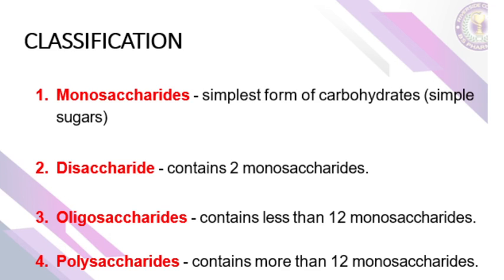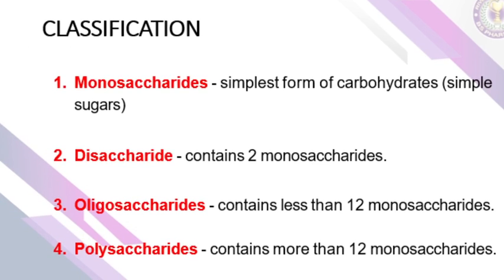Next, we have the different classifications of sugar. We have monosaccharide, disaccharide, oligosaccharide, and polysaccharide. By the word mono, it means that this is composed of only one sugar form, the simplest form of sugar. A disaccharide is the combination of two monosaccharides. Oligosaccharides are combinations of up to 12 monosaccharides, not more than that, because more than 12 would be polysaccharides. Examples of monosaccharides, as we know from our prelim, would be glucose, galactose, and fructose.